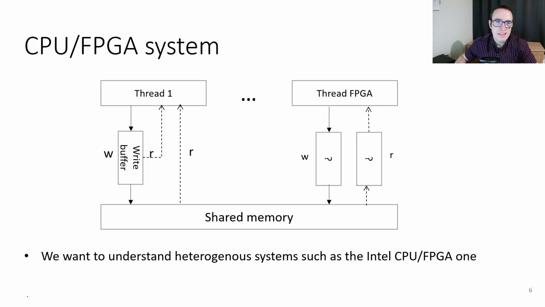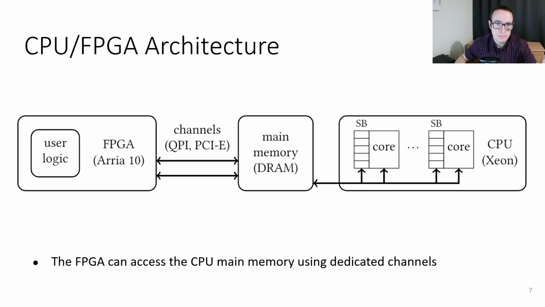We want to understand heterogeneous systems such as the Intel CPU FPGA one. Therefore, we want to see what kind of reorderings can affect the FPGA operations. Here we have the Intel Xeon plus Arria FPGA. The FPGA is connected to the CPU main memory via multiple channels. Under the hood, these channels are PCI Express or QPI links. We will later see that these channels are responsible for some very interesting behaviors that the programmer must take into account.